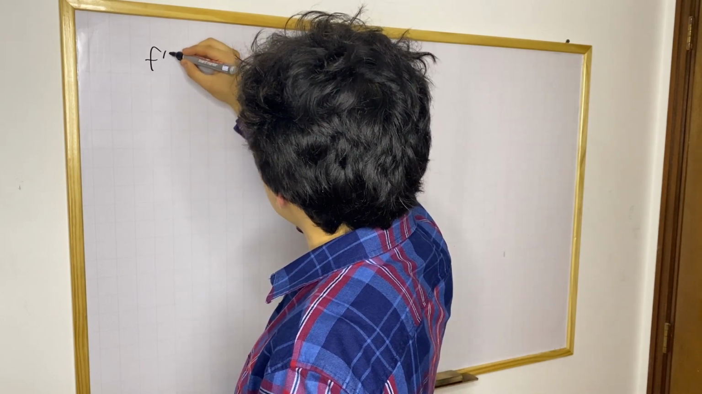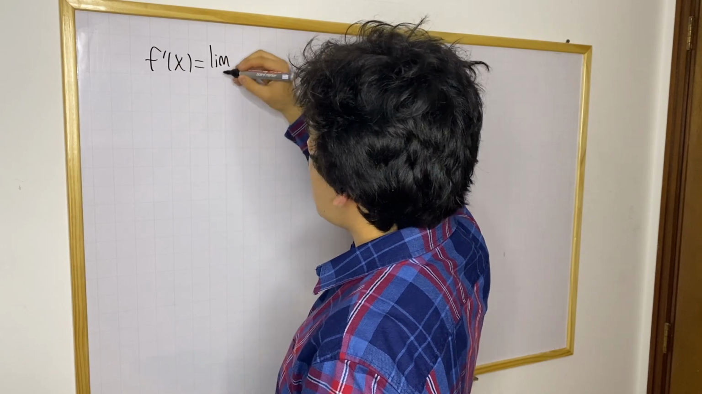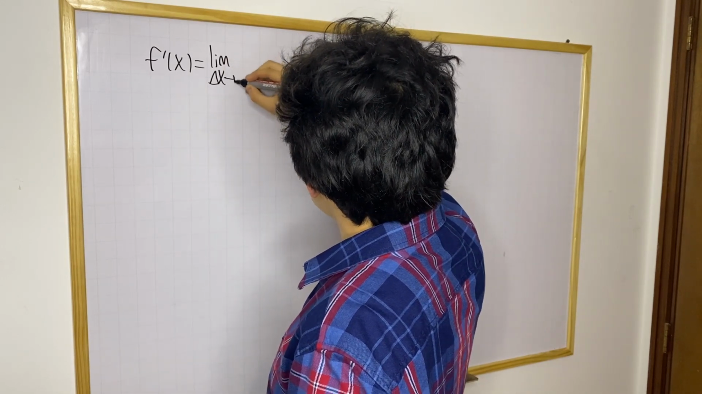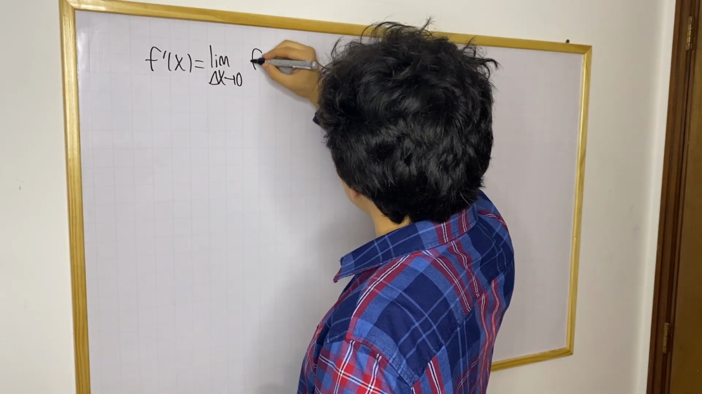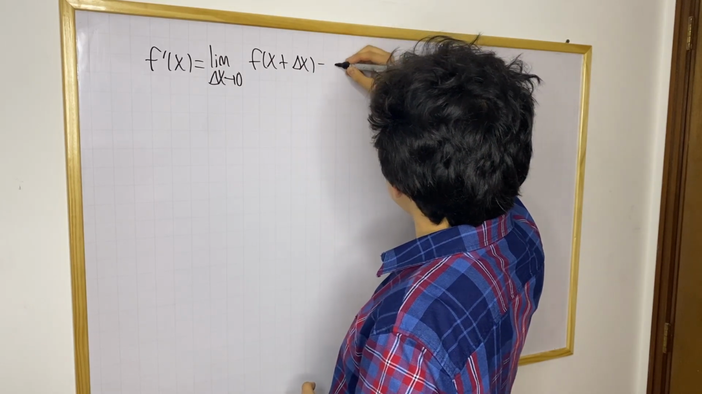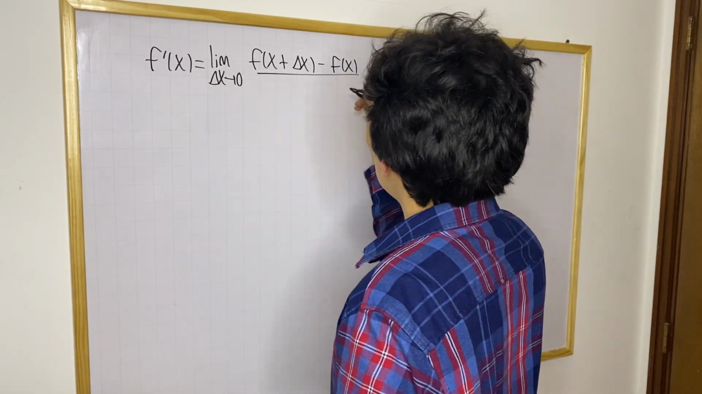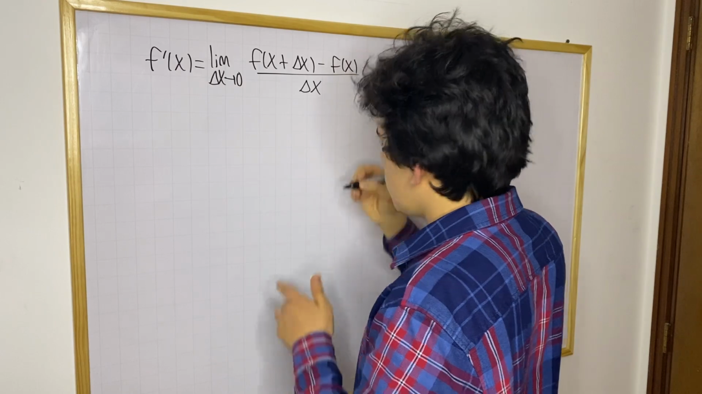We're going to say f prime of x. We know that is going to be equal to the limit as, let's just say, delta x approaches 0 for the function f of x plus delta x minus our initial point, which is going to be f of x, okay? We're going to divide this whole thing by delta x.